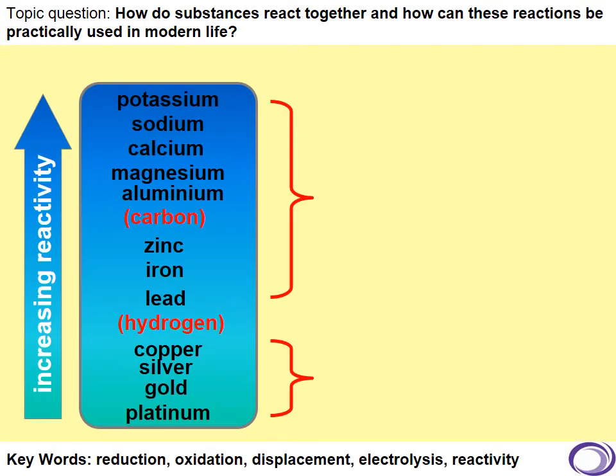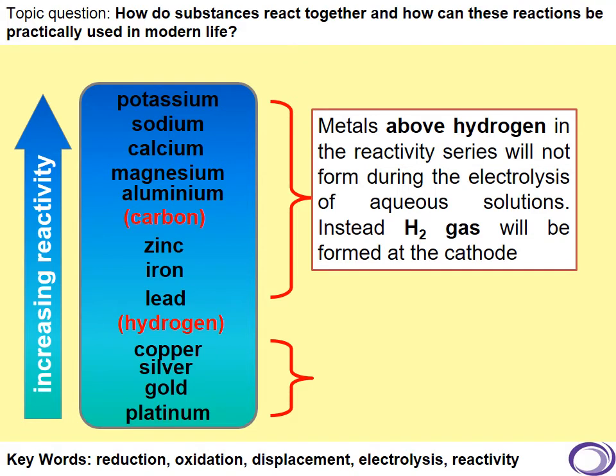If we now return to the reactivity series, we can see that metals above hydrogen, so we put hydrogen and carbon in the reactivity series even though they are not metals, and metals above hydrogen will not form during electrolysis of aqueous solutions. This is because they are more reactive and therefore will be more likely to lose their electrons to gain that full outer shell. This means that hydrogen will be produced in the form of hydrogen gas instead of the metals.